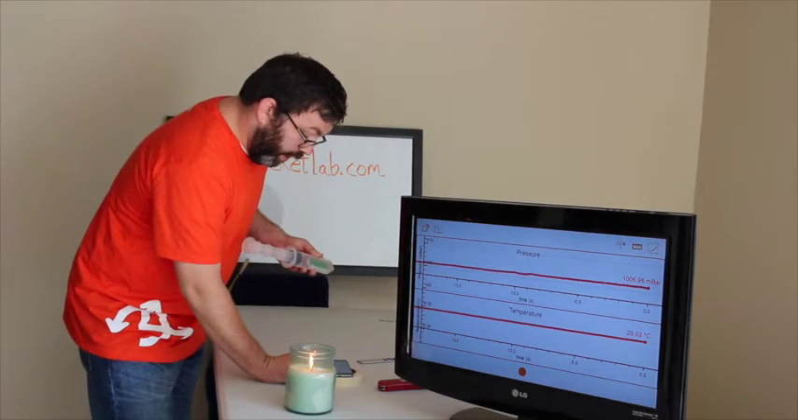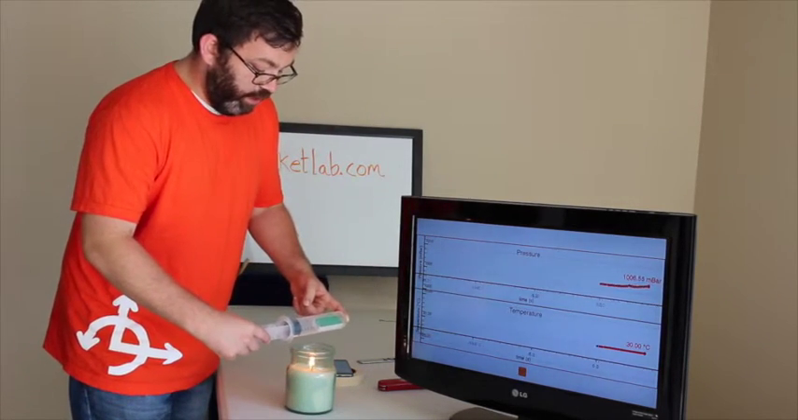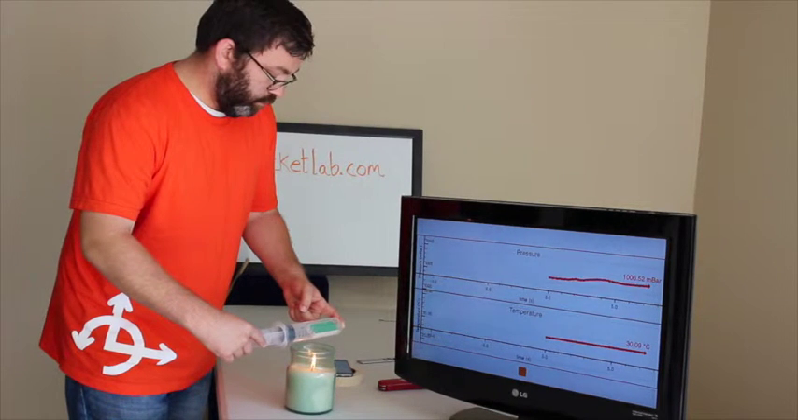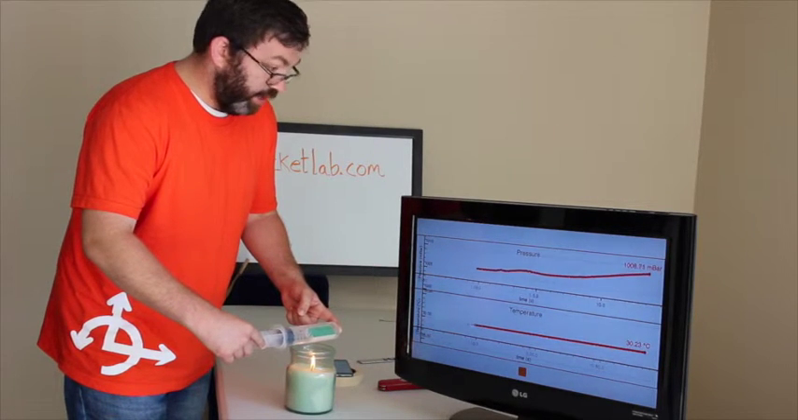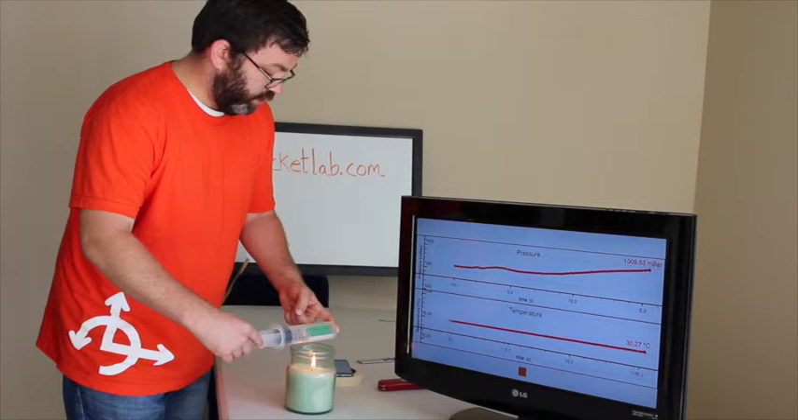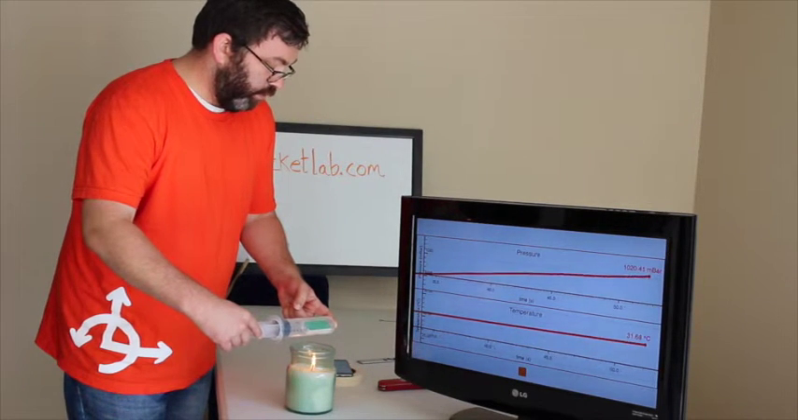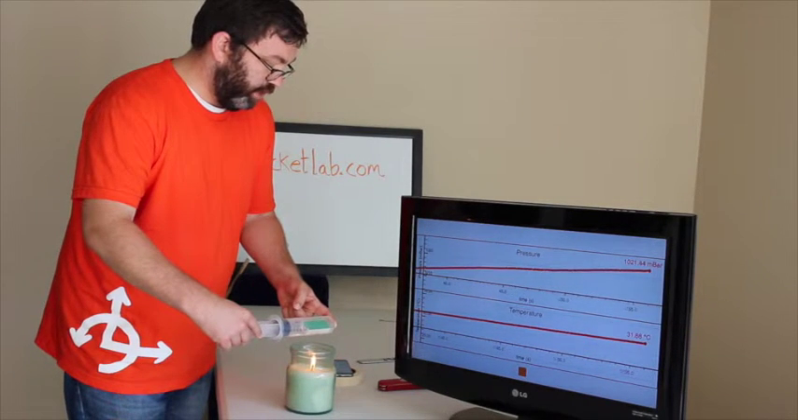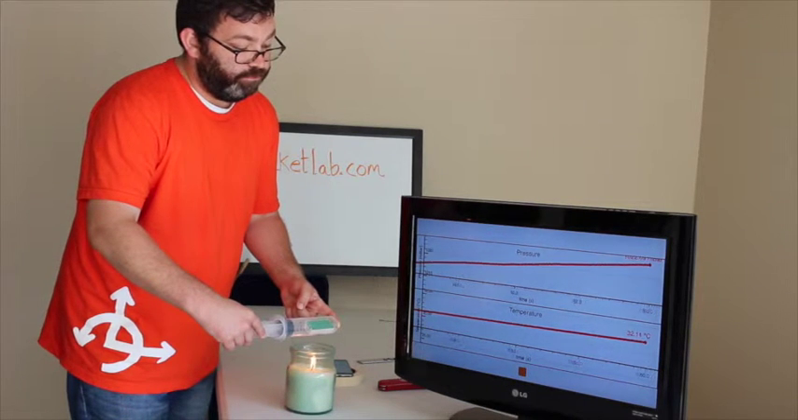So go ahead and record the data and just place the syringe over the candle, and you'll see after a few seconds the pressure start to rise. So already the degrees in Celsius has just increased by a couple degrees, and you've seen a pretty big increase in the pressure already.